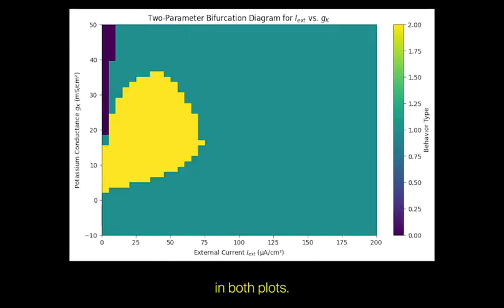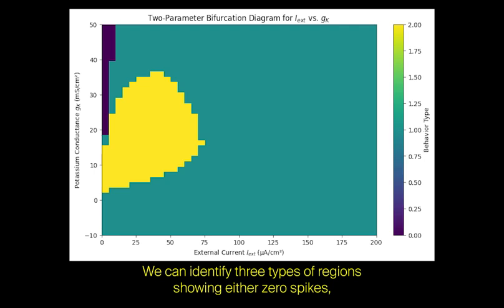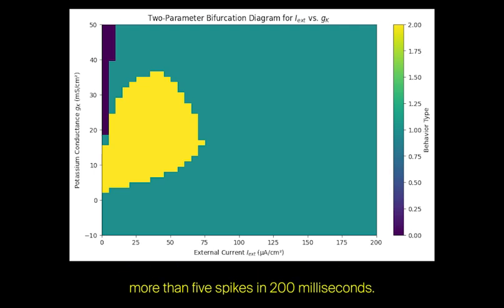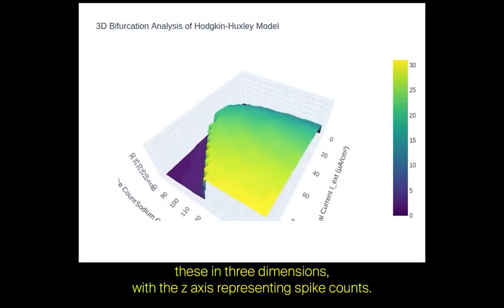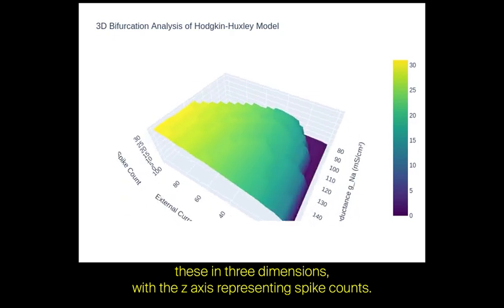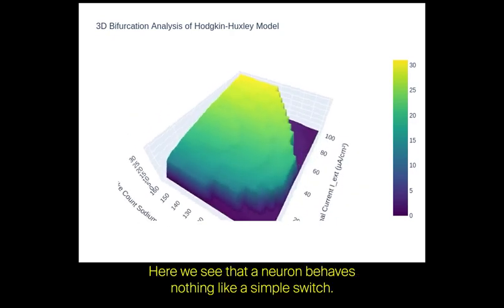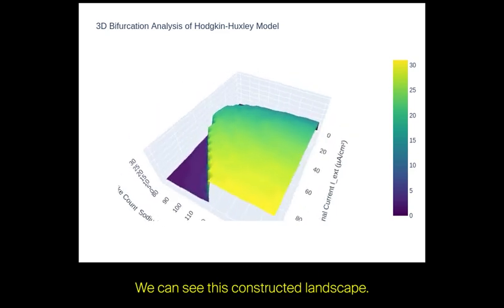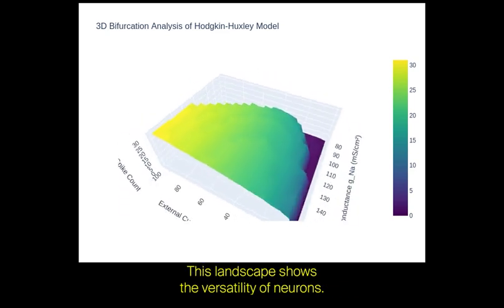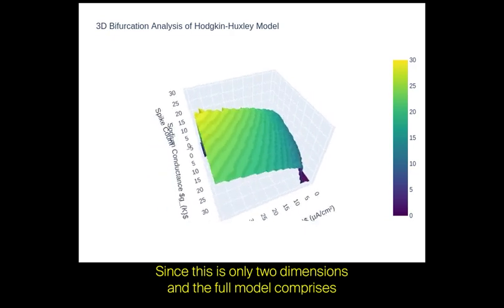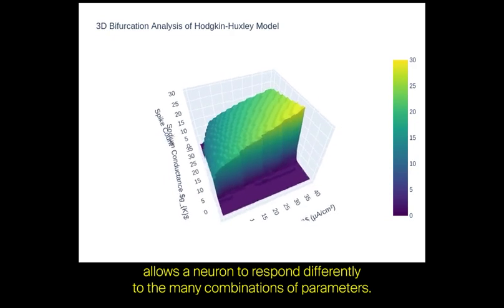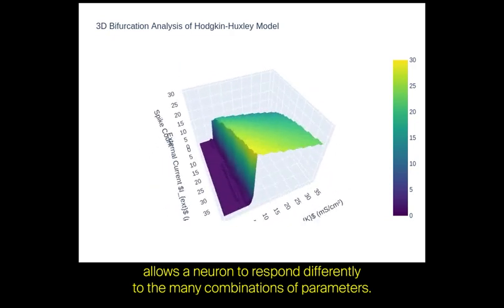In both plots, we can identify three types of regions, showing either zero spikes, damped out spiking with fewer than 5 spikes, or spike trains with more than 5 spikes in 200 milliseconds. We plotted these in 3 dimensions, with the z-axis representing spike counts. Here we see that a neuron behaves nothing like a simple switch. We can see this constructed landscape. This landscape shows the versatility of neurons. Since this is only 2 dimensions and the full model comprises more dimensions, this dependence on many different variables allows a neuron to respond differently to the many combinations of parameters.